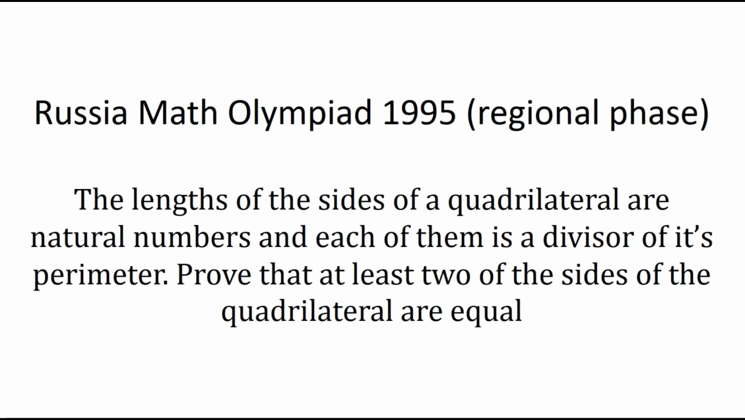The problem states: the lengths of the sides of a quadrilateral are natural numbers and each of them is a divisor of its perimeter. Prove that at least two of the sides of the quadrilateral are equal.